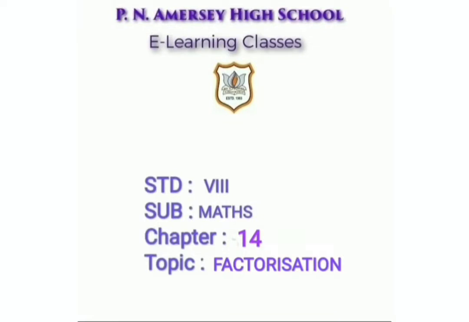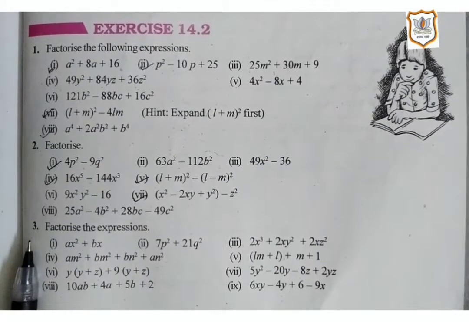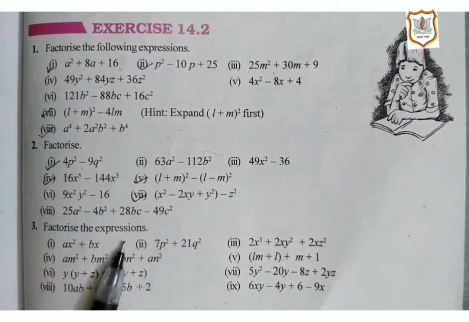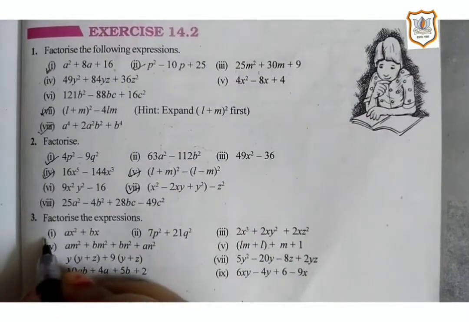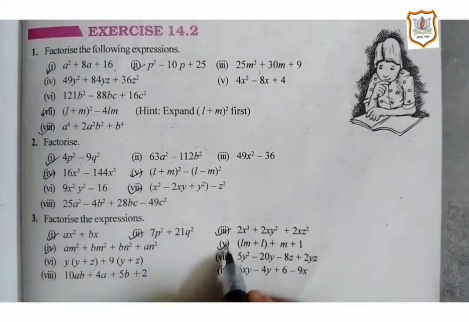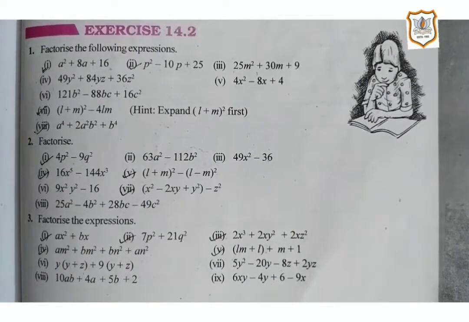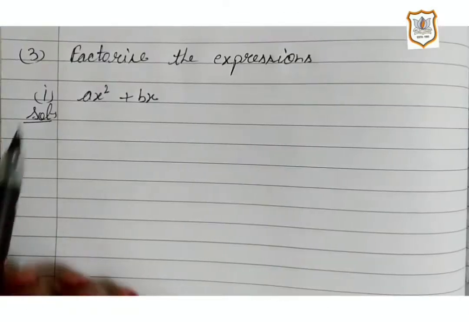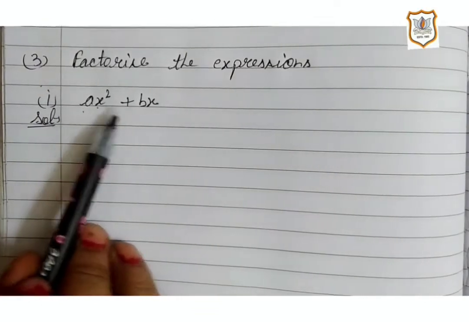We will continue with our chapter number 14, Factorization. Now let us continue with our exercise 14.2, question number 3. Factorize the expressions. Students, here I will solve first, second, third, fourth and fifth, and the rest of the sums you have to solve by yourself. Now let us solve the first part of question number 3, ax square plus bx.